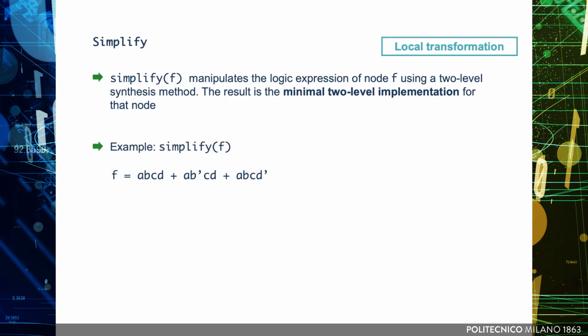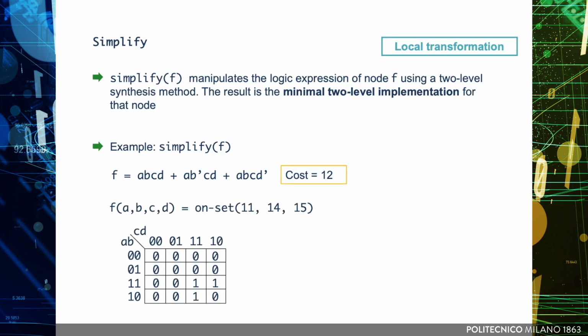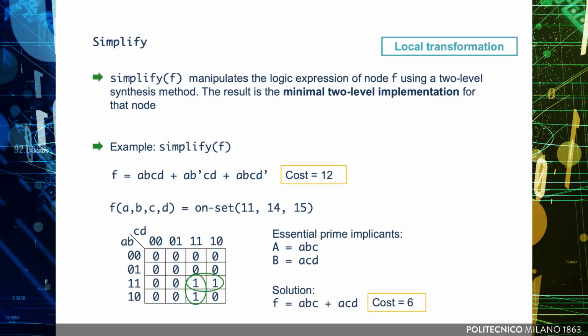In this example, we consider a logic expression, f, to simplify. Its current cost is 12 literals. We use a Karnaugh map to synthesize the expression, although any other technique would be equally valid. We first compute the onset of the expression, and then we build the map. Next, we identify 2 implicants, both of which are essential. The final result is the minimal expression, with a cost of 6 literals.